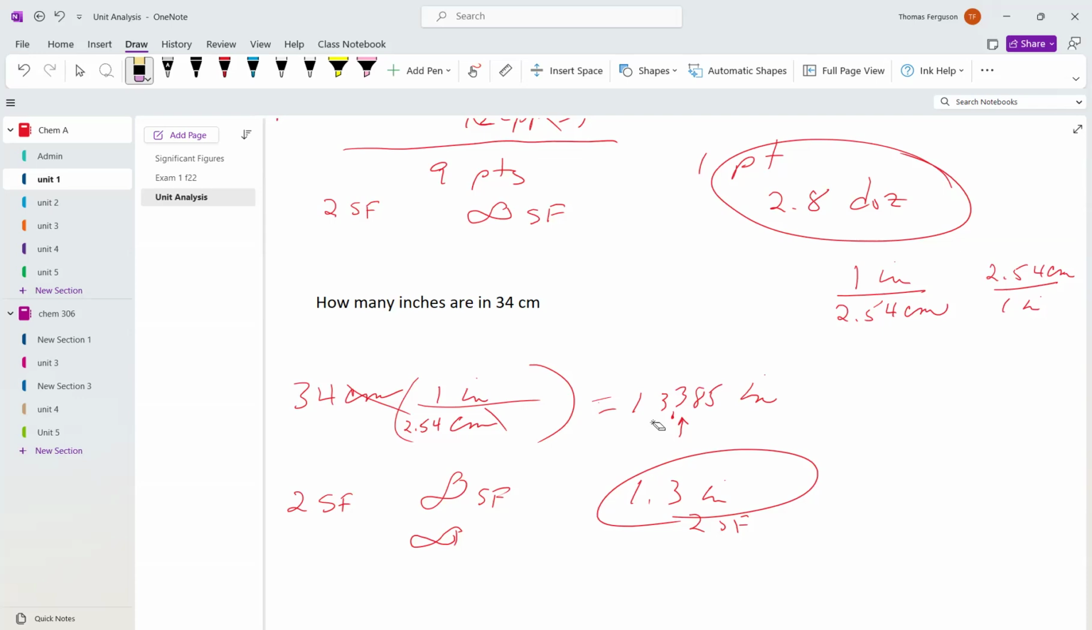No. It's 13. 2 sig figs. You see why it's 2 sig figs? Okay. I carried the decimal.